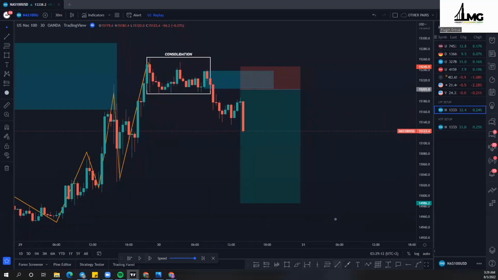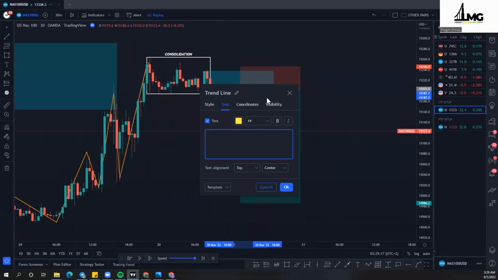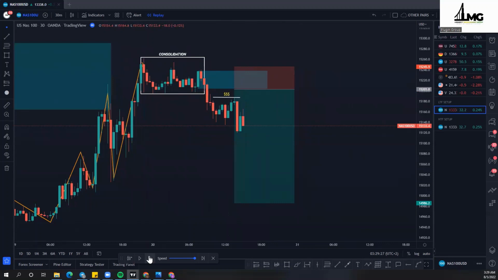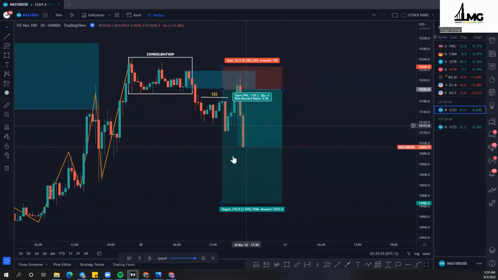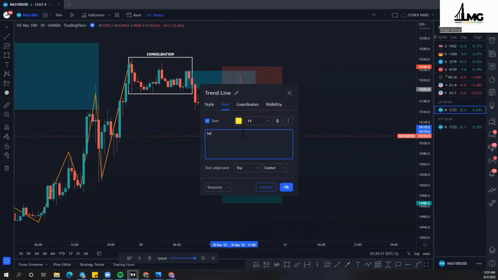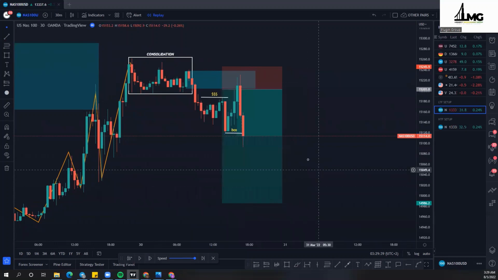Okay, so price forms liquidity here that should be grabbed, right? So we get some liquidity to look out for at this point. Price needs to come and grab that liquidity, and it does. So price grabs the liquidity, takes out the liquidity, and triggers our entry, right? So we see price break structure there, right?